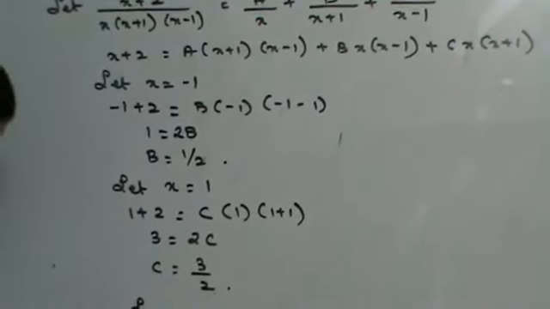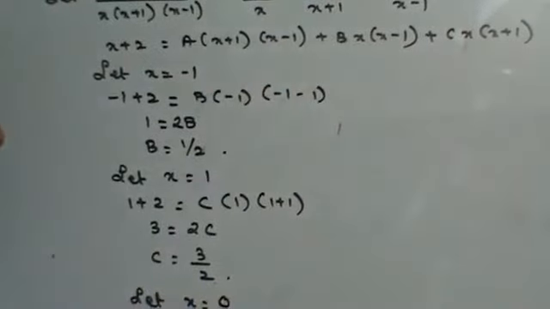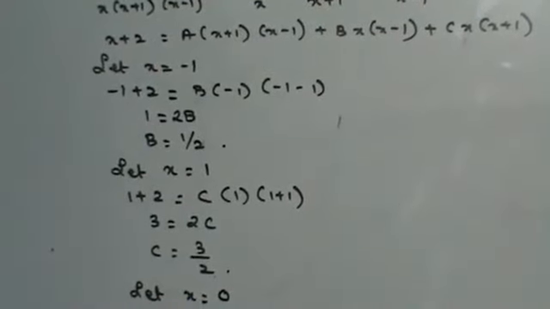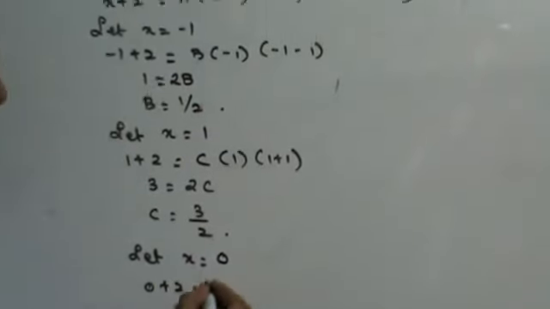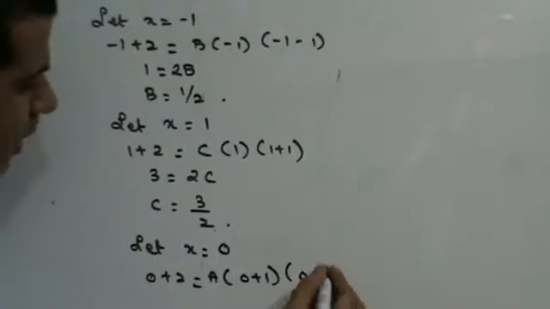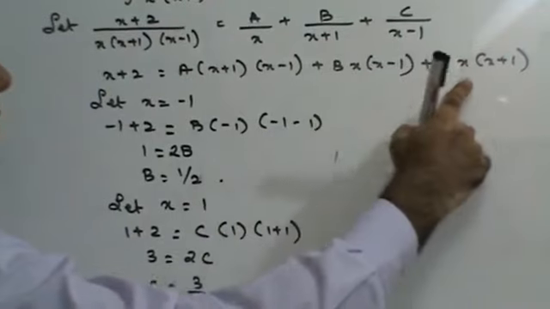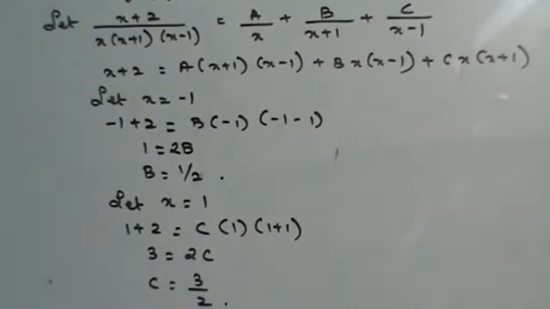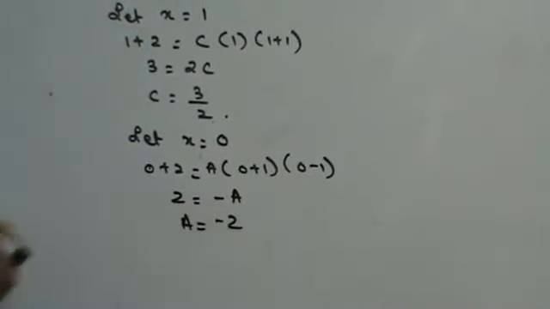Now I need to make the third term 0. I want to make this term 0. X is all by itself, so I'll assume the value of x to be 0. If I assume x to be 0, I'll get 0 plus 2 is A into (0 plus 1)(0 minus 1). Since there is x here, this term will become 0. Since there is x here, that term will also become 0. So I'll get 2 is minus A, A is minus 2.